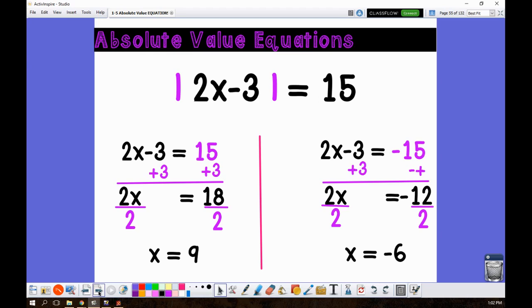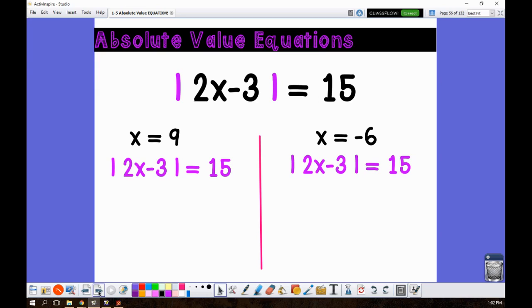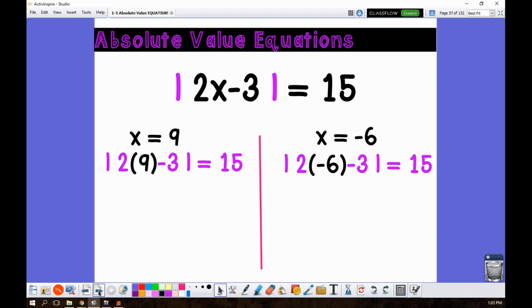So now I have 2 answers. However, I need to figure out if they're right. In order to figure out if they work, I have to substitute them back in, because sometimes when you're working with absolute values, they can give you false answers that don't really work. And you'll see that. Okay, so we're going to plug 9 in to the left side, and we're going to plug negative 6 into the other side, and we're just going to simplify.